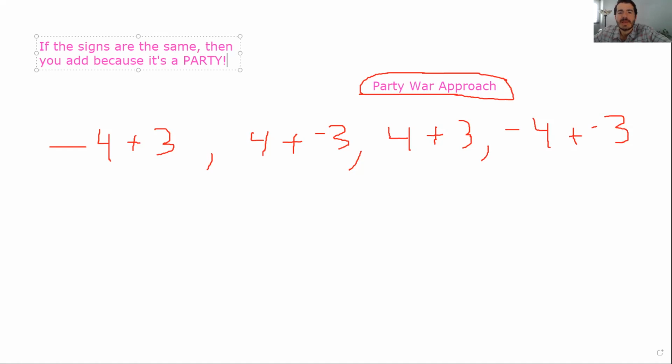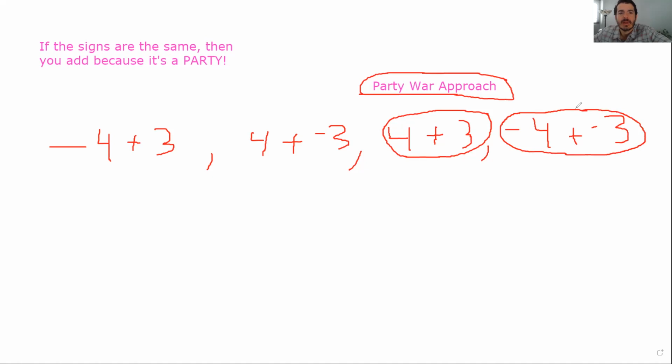The signs are the same here. Both the 4 and the 3 are positive. And here, both the 4 and the 3 are negative. So this is telling us if the signs are the same, then you add, because it's a party. So what's 4 plus 3? 4 plus 3 is 7.